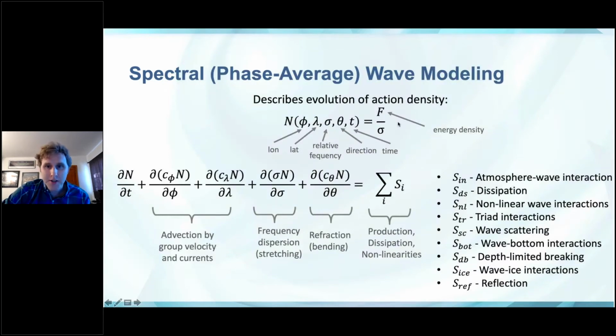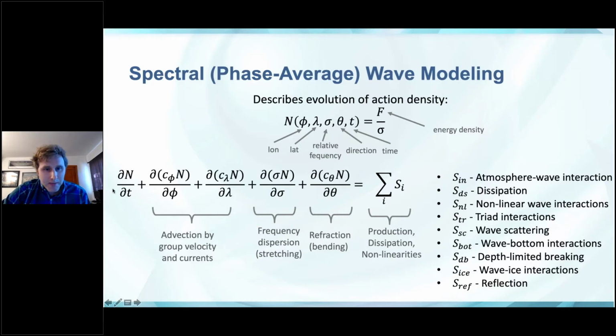So how is this energy spectrum modeled? Well, in the presence of an ocean current, the energy density actually isn't conserved, and it's the action density, which is related to the energy density, that's the conserved quantity. And so this depends on latitude, longitude, frequency, and direction.